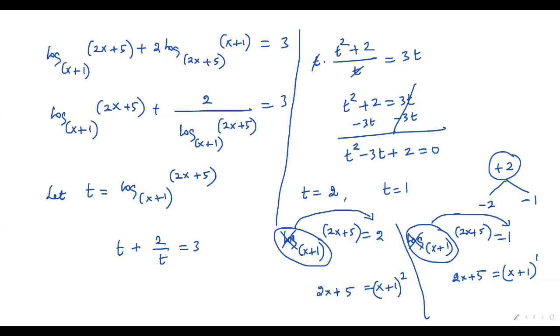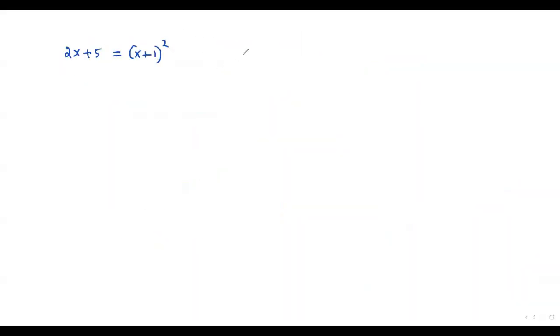So we have the first equation, that is 2x positive 5 equals x positive 1 the whole square. And here the second equation is 2x positive 5 equals, let me write it, just x positive 1. Okay, now we can solve these two equations. To solve the first one, I have to expand the square of the binomial over here. Then I'm getting 2x positive 5 equals x square positive 2x positive 1.